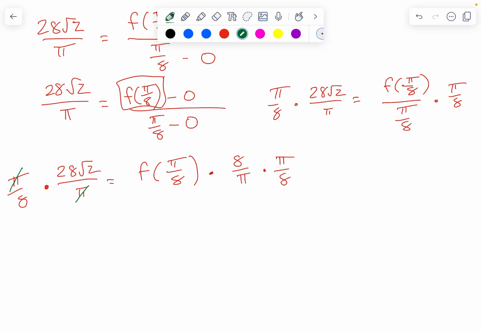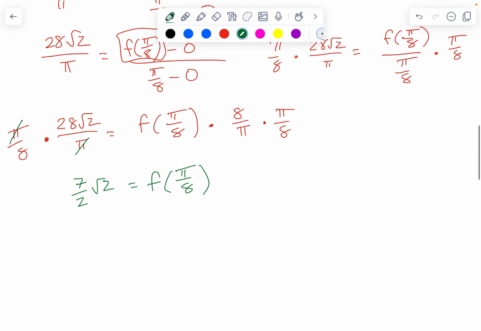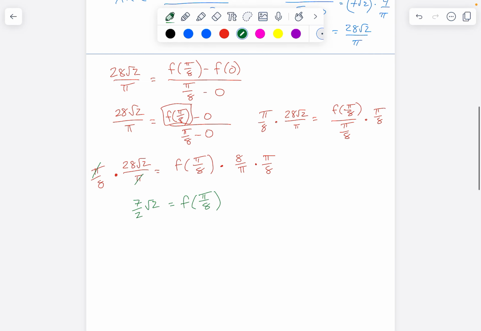Am I right? No, what is wrong with me? 28 divided by 8, that's 7/2. So 7/2 root 2 is equal to f of pi over 8. Yes, okay, 2 goes into 4 two times, 2 goes into 14 seven times. Oh my goodness, you guys. Okay, so we just found that the approximate value would be 7 root 2 over 2 is equal to this f of pi over 8.